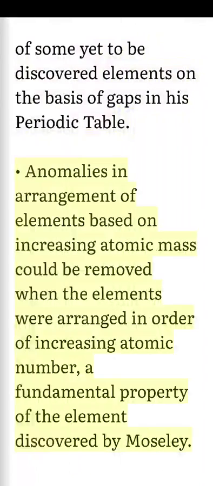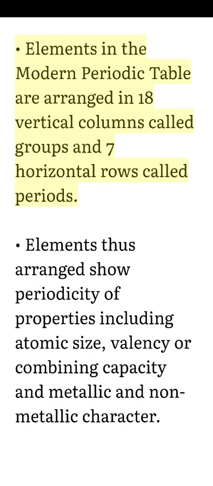Anomalies in arrangement of elements based on increasing atomic mass could be removed when the elements were arranged in order of increasing atomic number, a fundamental property of the element discovered by Moseley. Elements in the modern periodic table are arranged in 18 vertical columns called groups and 7 horizontal rows called periods. Elements thus arranged show periodicity of properties including atomic size, valency or combining capacity, and metallic and non-metallic character.